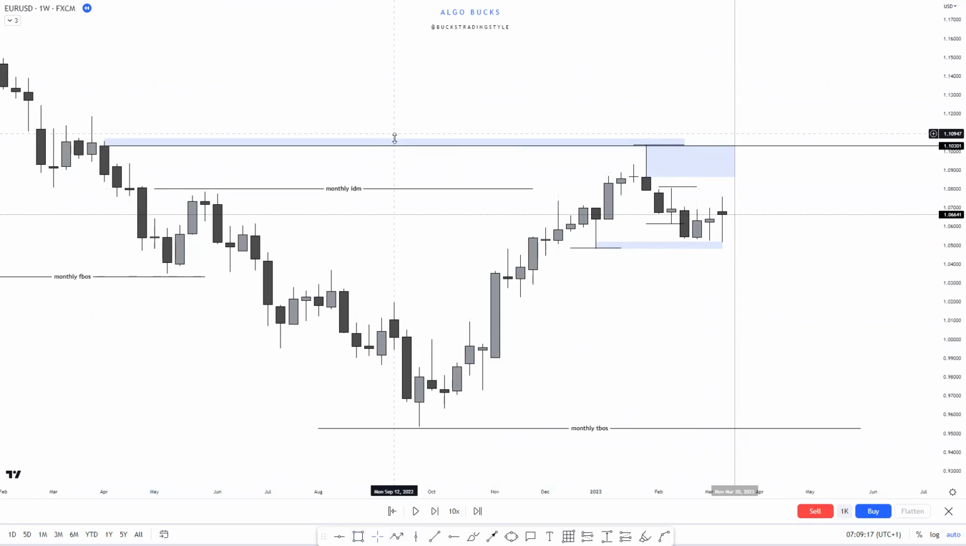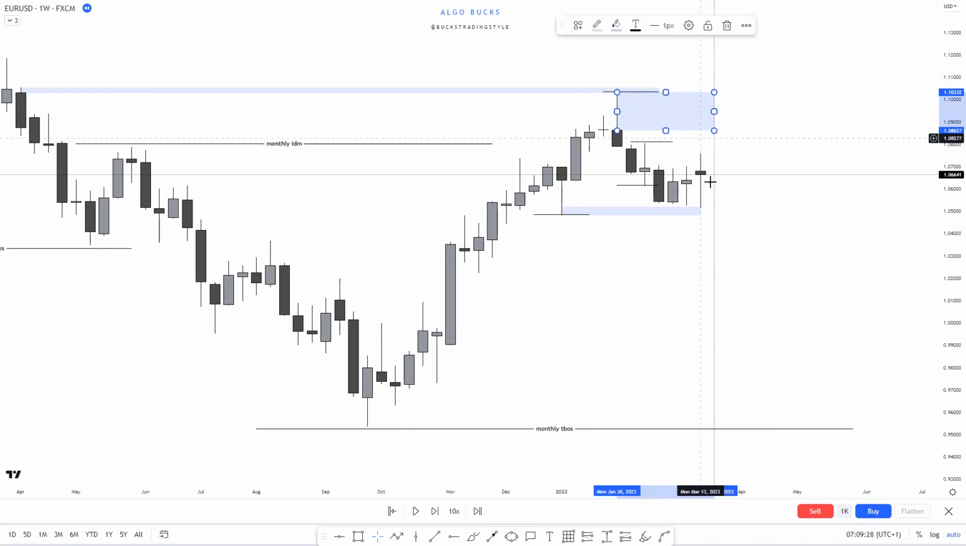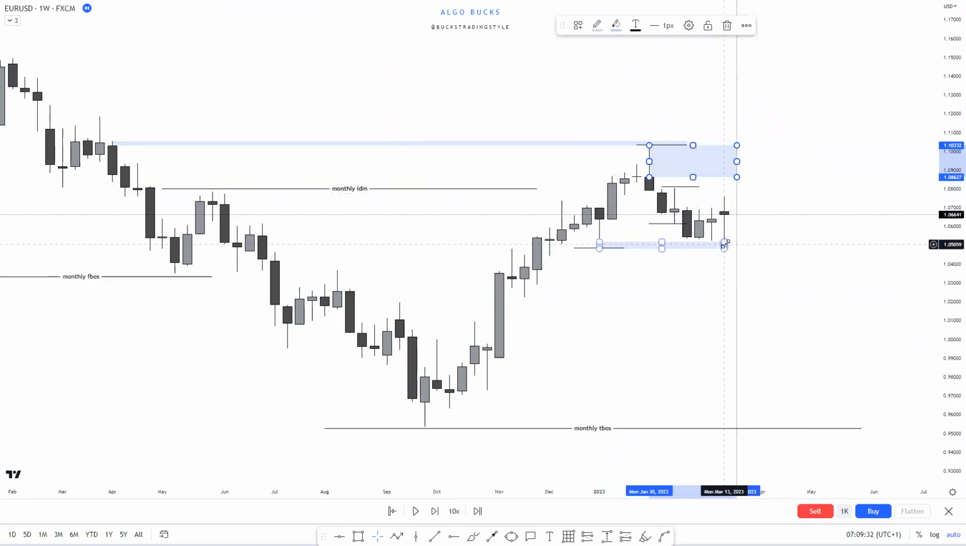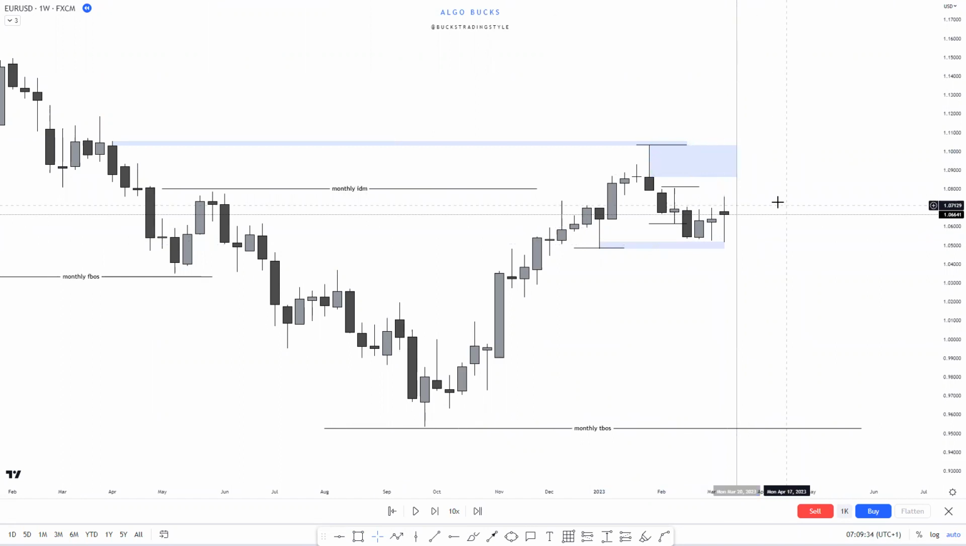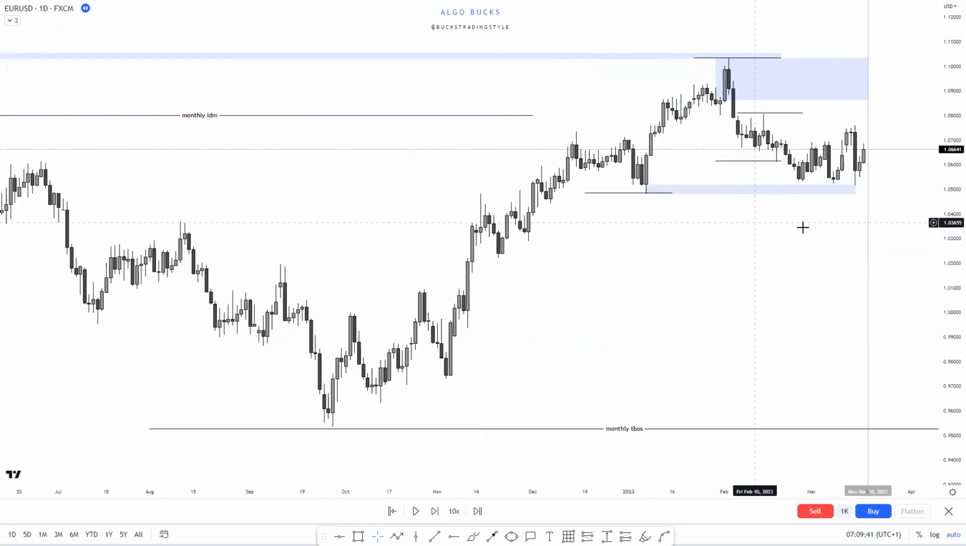So let's see, this is what we have right here. Good. So we're having a weekly behavior right here to mitigate this weekly POI before we get the drop. But before that, why is price mitigating this daily week right here? Okay, so I then go to the daily time frame to see what price is doing.